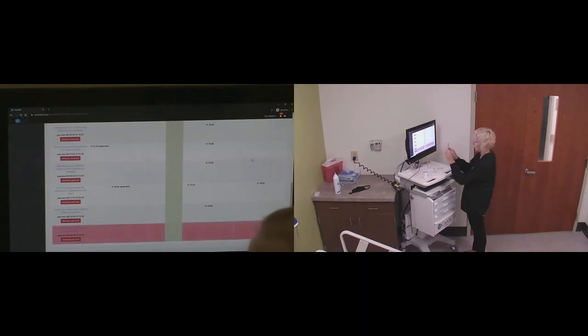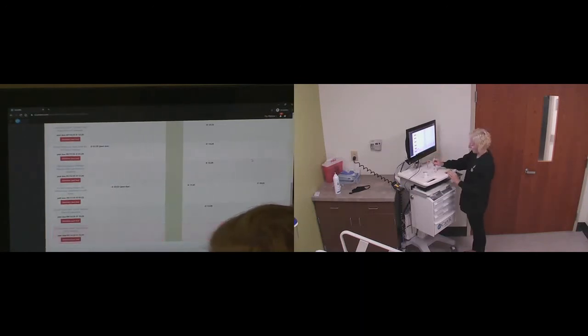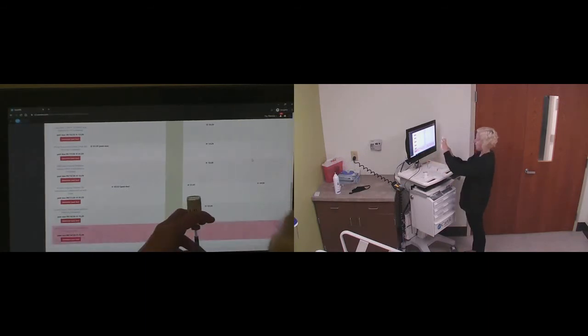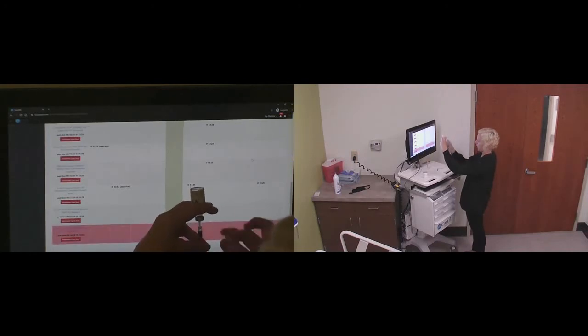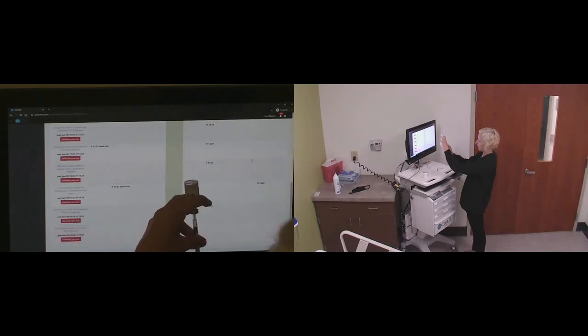So I'm going to go ahead and inject my air into my vial. And then I'm going to go ahead and draw up my 12 units of insulin for Jean this morning. Making sure that I don't have any air bubbles in my syringe.